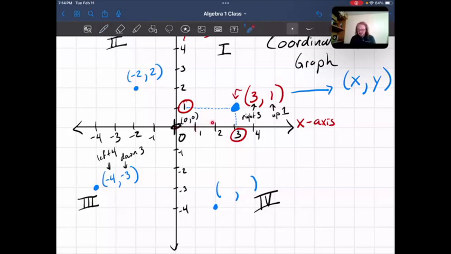So we go right 2, then down 1, 2, 3, 4. This is (2, -4).